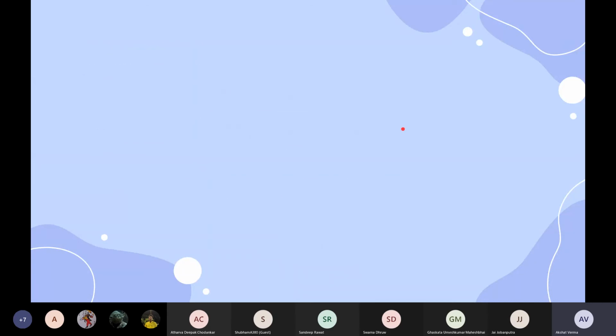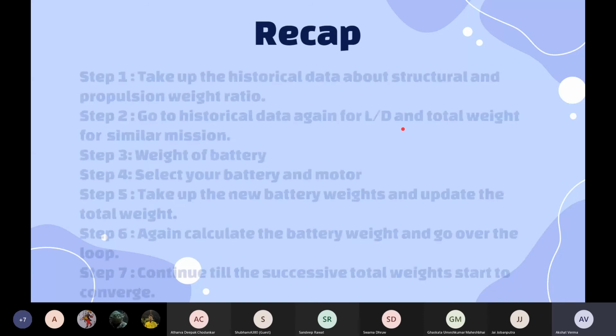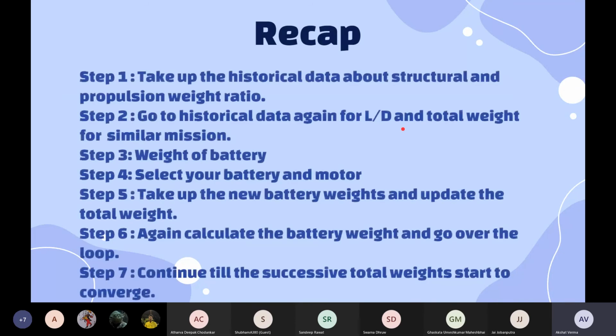Yeah. So let's have a quick recap on what we understood through the weight iteration process. So first, we take up the historical data about the structural and propulsion weight ratio. Then we again go to historical data for the value of L by D, that majorly ranges from 4 to 6. Like in the previous example, we took the L by D value as 4.009.